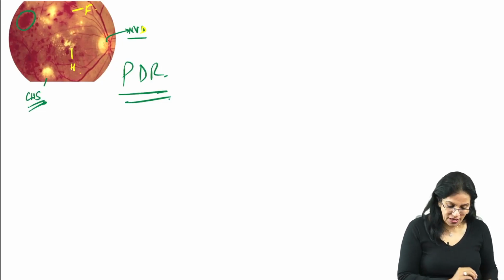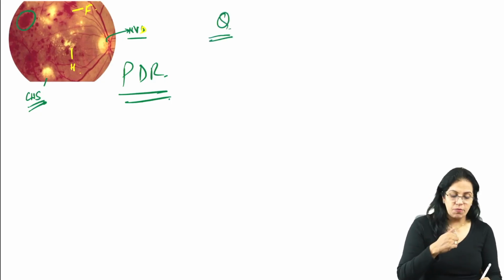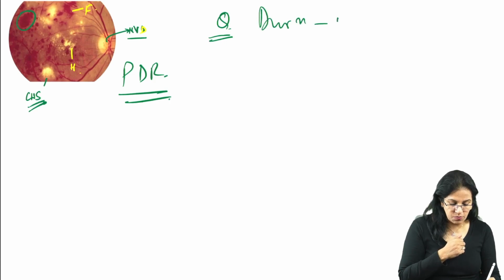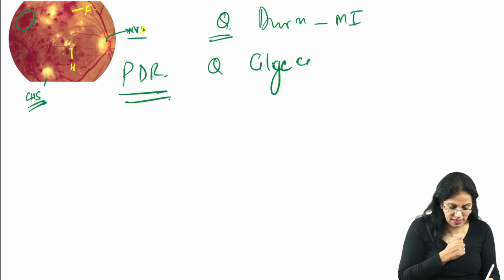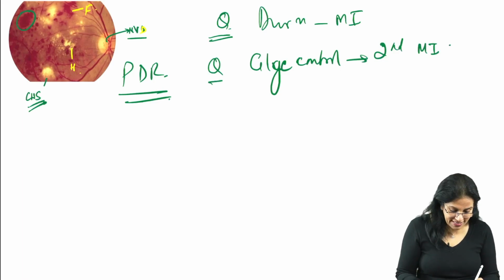Don't forget that. They have other questions in diabetic retinopathy, for example, which is the most important factor? Please remember, duration of the diabetes is the most important factor, and glycemic control becomes the second most important factor. Can we remember this? And we come to the next point.